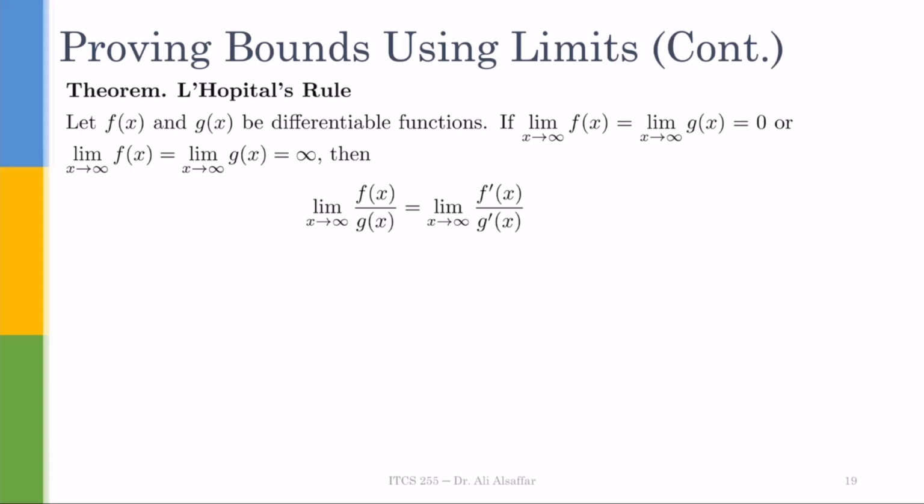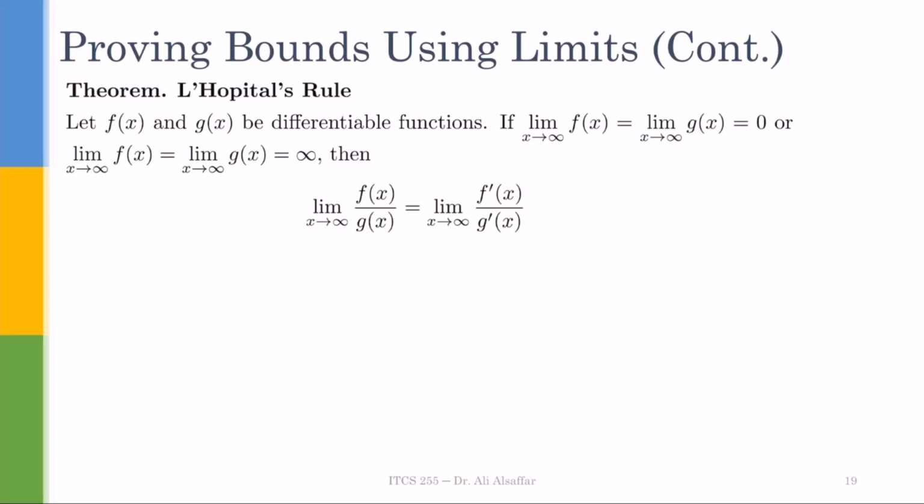For infinite limit, there is a theorem that will be useful for us for proving bounds between two functions. This theorem is called L'Hopital's rule. It says if you have two functions f of x and g of x and they are differentiable functions, and if both infinite limits of these functions are equal to 0 or equal to infinity, then if you want to find the infinite limit for f of x over g of x, it will be equal to the infinite limit of the derivative of f of x over the derivative of g of x.